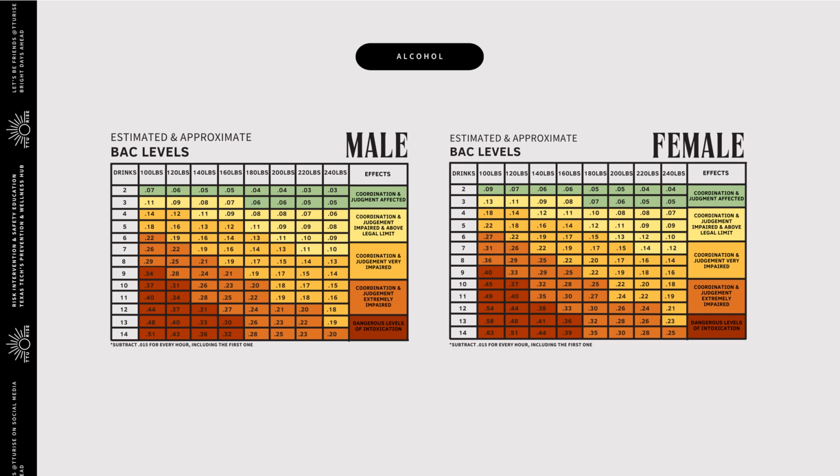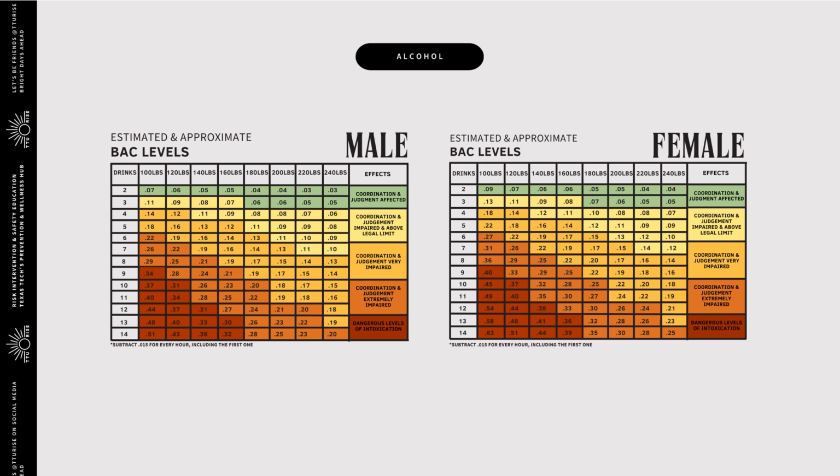A few things to point out here is that for every hour, you can subtract 0.015 from your BAC, including the first hour that you're drinking. And this is important to consider: the actual standard number of drinks that you've had, and not the number that you feel like you've had. So it doesn't take very long at all for somebody to start feeling the effects of alcohol.